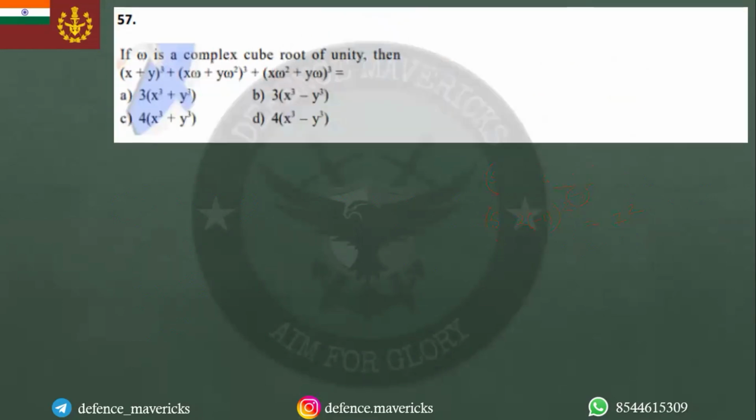Okay? So again, a similar question: if omega is a complex cube root, then what is (x plus y) whole cube, x omega plus y omega square, and x omega square plus y omega. Now this question is a little interesting and tricky. Actually, it is not tricky, it's interesting only. You have to follow the same concept. The only thing is over here, you don't have the same coefficient on omega and omega square.